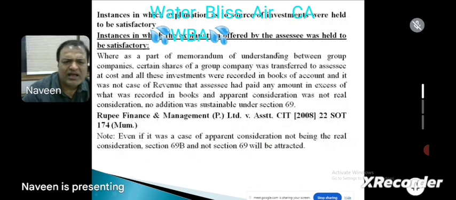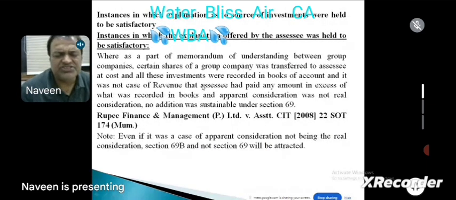Now, just to give you some examples, instances in which the explanation as to the source of investments was held to be satisfactory. This is in the Mumbai Tribunal, where as part of a memorandum of understanding between group companies, certain shares of a group company were transferred to an associate concern, and all these investments were recorded in the books. And it was not the case of the revenue that the assessee had paid any amount in excess of what was recorded in the books, and that the apparent consideration was not the real consideration. No addition was sustainable under Section 69.